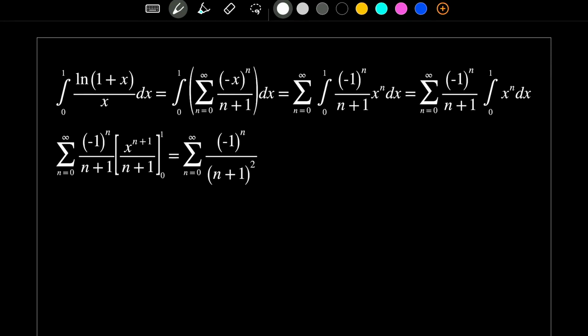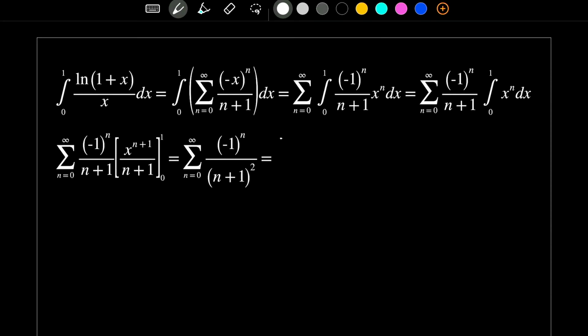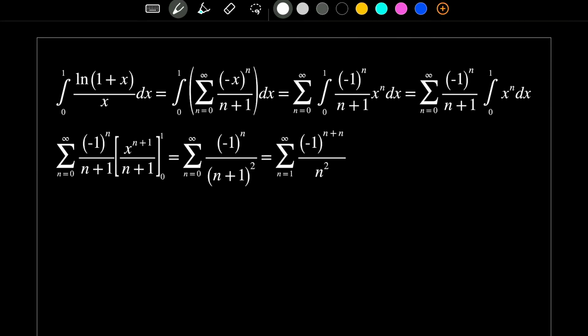So now we've got this sum, and let's first maybe get rid of this n plus 1, which is kind of annoying. So we just have the sum from n equals 1 up to infinity of (-1)^(n+1) divided by n squared. So I just changed the parity on this (-1)^n.